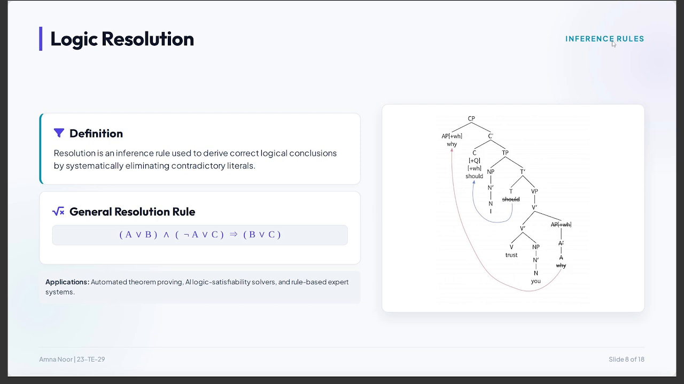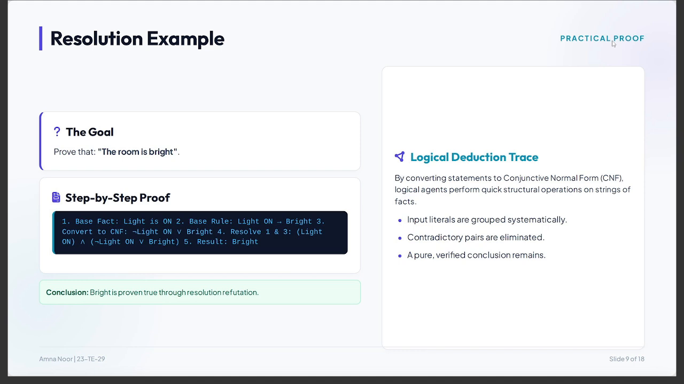Then we have logic resolution. Resolution is a logical inference method used to derive conclusions by eliminating contradictions. It helps AI systems check whether a statement is true based on given facts and rules. It is widely used in automated theorem proving and expert systems. And in the diagram you see a step-by-step logical deduction tree showing two statements merging into a conclusion.